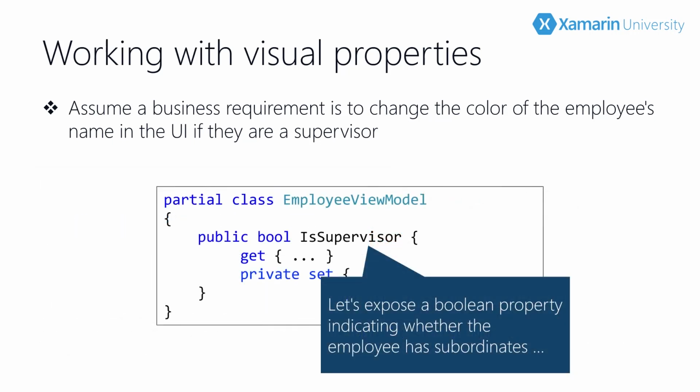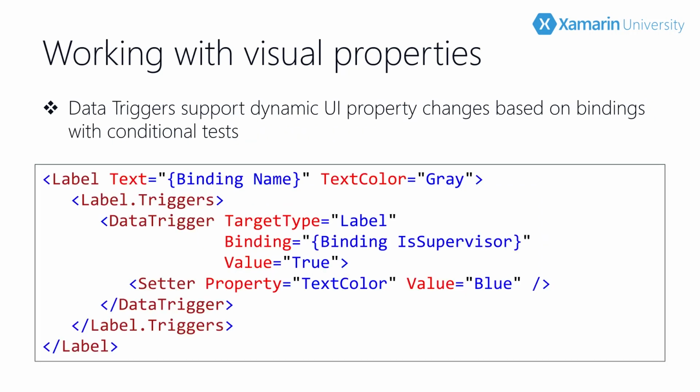Let's start by defining a Boolean property indicating the business requirement that we have. And we said that we want the color of the name to be based on whether they're a supervisor. So we'll create a Boolean indicating whether they have subordinates in the organization. Then we can take advantage of a feature in Xamarin.Forms called triggers. Triggers allow you to change a visual property value based on the state of another visual property. And there's a special type of trigger called a data trigger that allows us to do this with a data binding. So here's how this works.